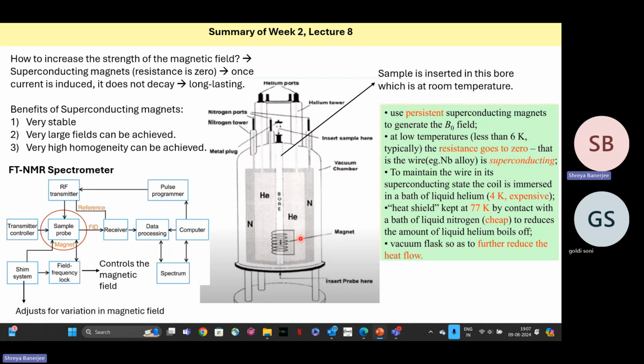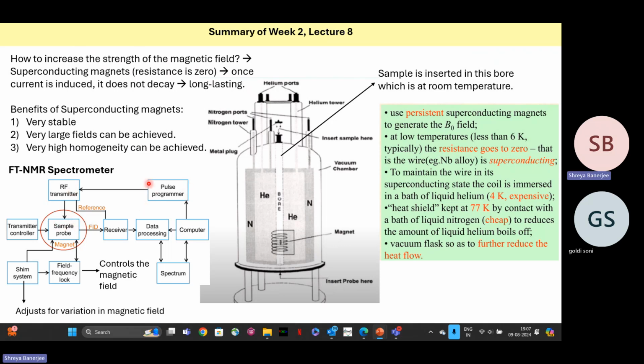When this kind of condition is maintained, the superconducting magnet can produce very strong and stable magnetic fields, which will give us a very uniform NMR. So this is again the basic layout of the NMR instrument. You have your sample.